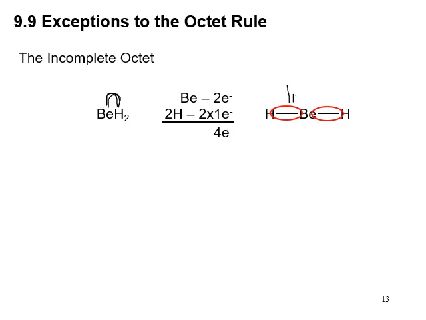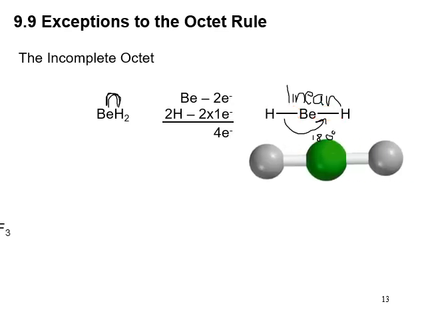The shape that this turns out to be is linear with an angle of approximately 180 degrees, depending on the compound. We'll learn more about that in chapter 10, just giving you a heads up. And there's a little picture of it.